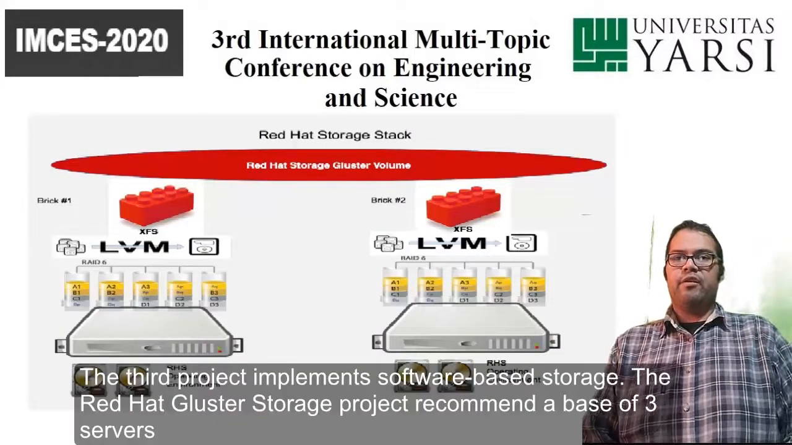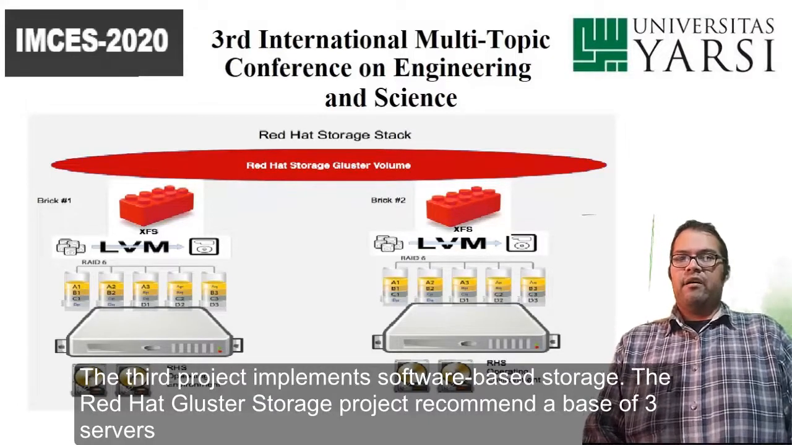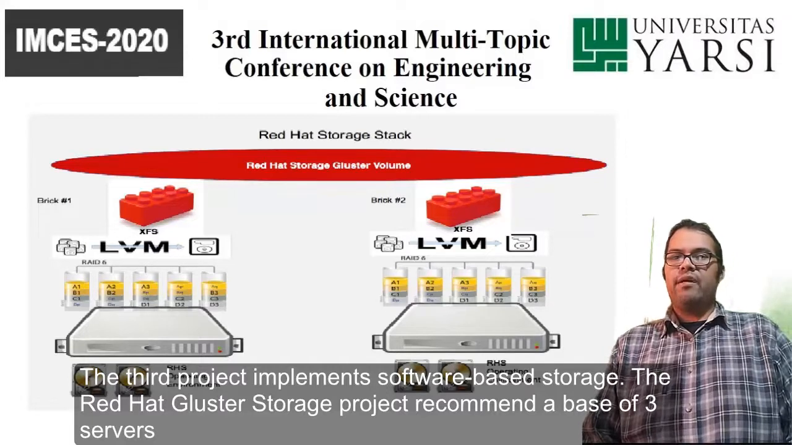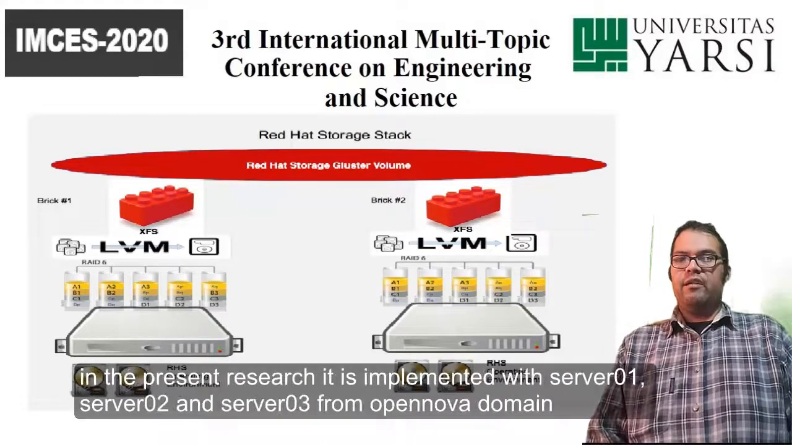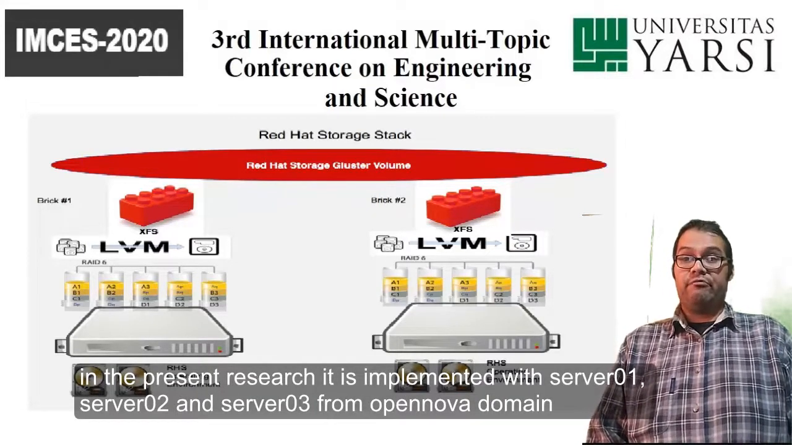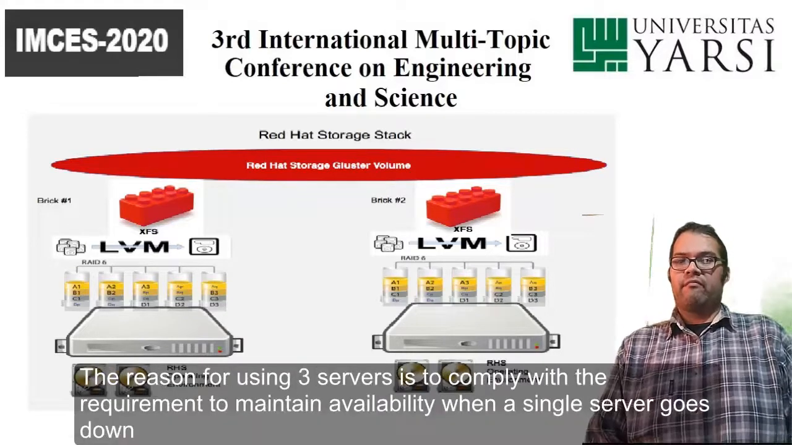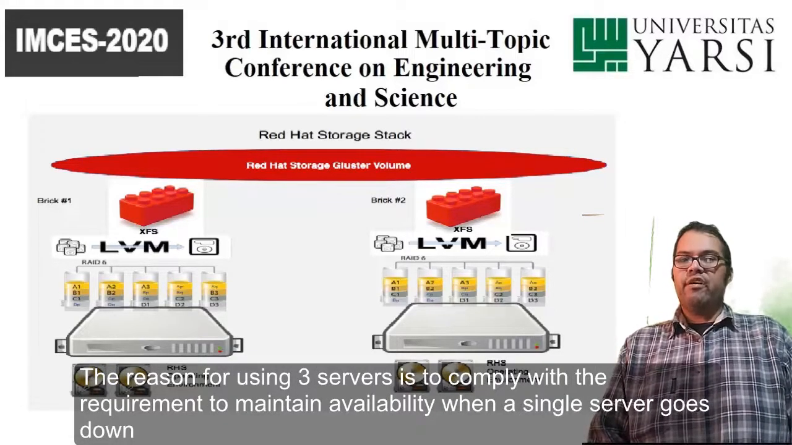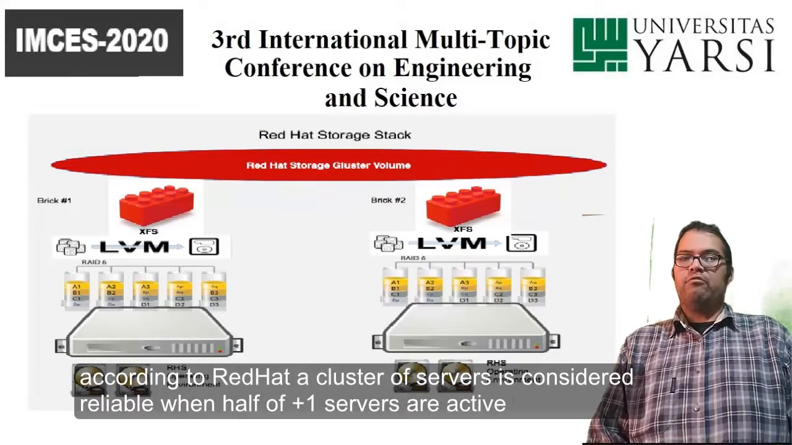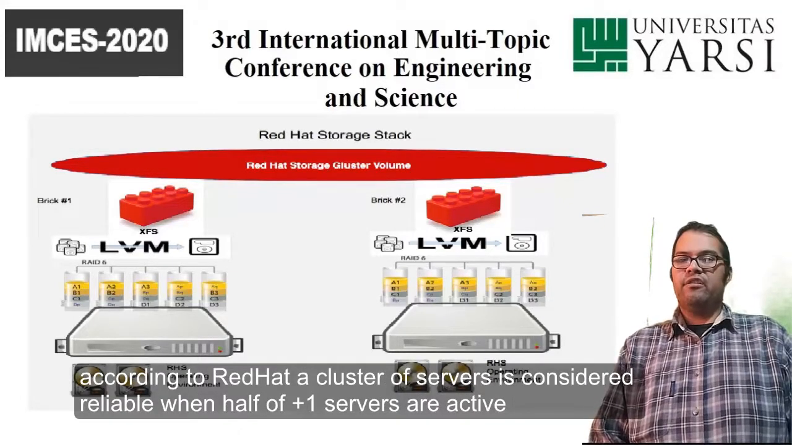The third project implements software-based storage. The Red Hat Cluster Storage project recommends a base of 3 servers. In the present research, it's implemented with Server 1, Server 2, and Server 3 from the OpenNova domain. The reason for using 3 servers is to comply with the requirement to maintain availability when a single server goes down. According to Red Hat, a cluster of servers is considered reliable when half plus 1 of the servers are active.